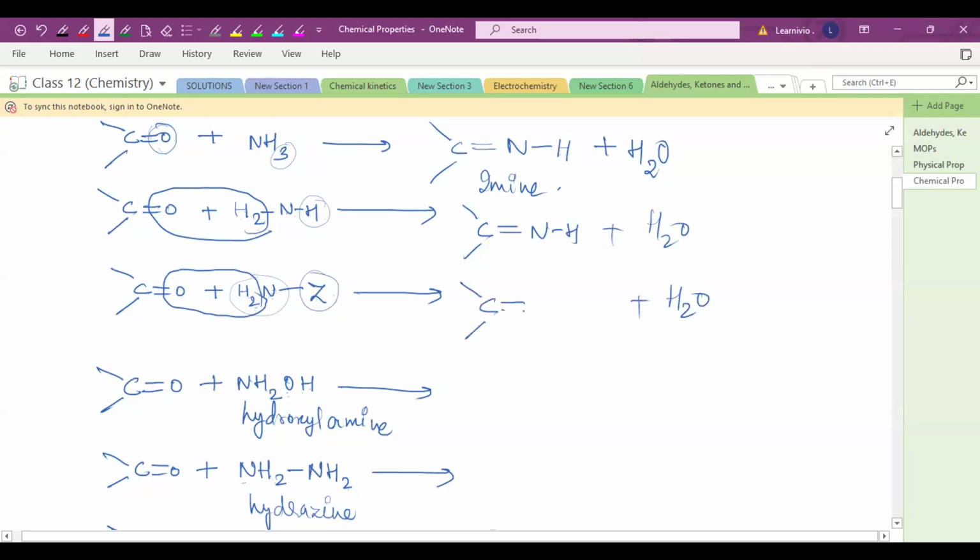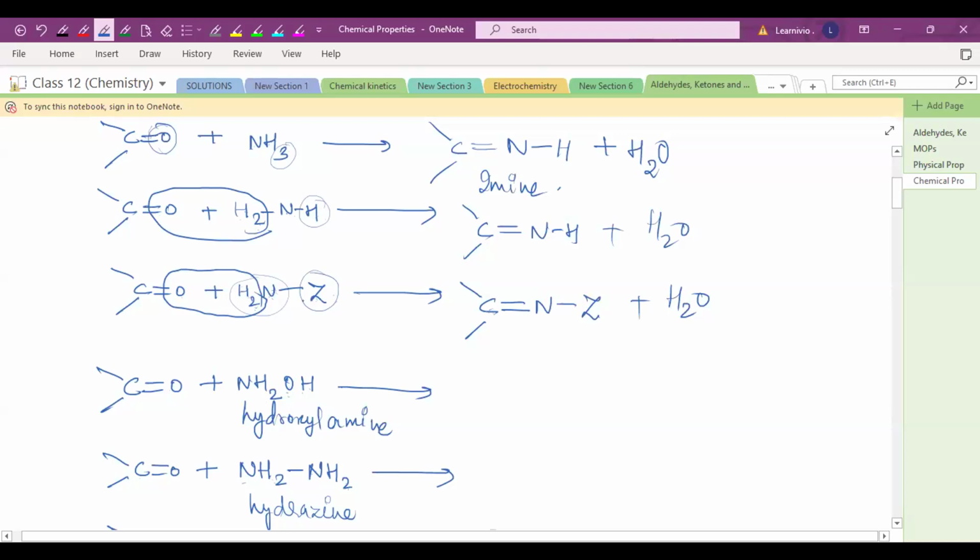First, you form the imine, carbon double bond nitrogen. After that, when you form the imine, you have to place the Z group over here. Just attach the Z group to the nitrogen. That is the basic representation. Then the general reaction: the Z group can be anything. NH2 is fixed.